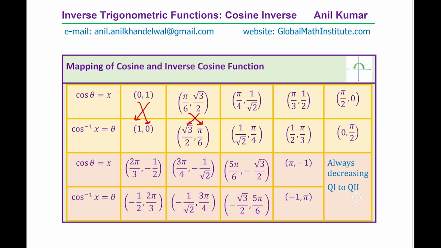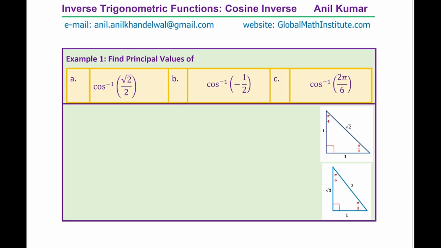Have a good look at this table and understand that always the cosine function is decreasing when we are looking at it. It is defined in quadrant 1 and 2 as mentioned. Now let us take some examples and understand how we evaluate the inverse function. If I have cos inverse of square root 2 over 2, what is that equal to? So the question for you is find principal value of A, cos inverse of square root 2 over 2, B is cos inverse of minus half, and C is cos inverse of 2 pi by 6.